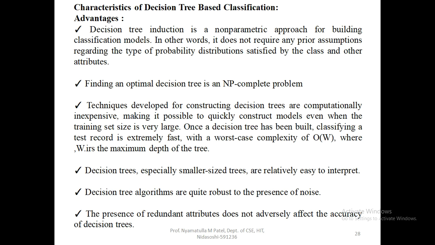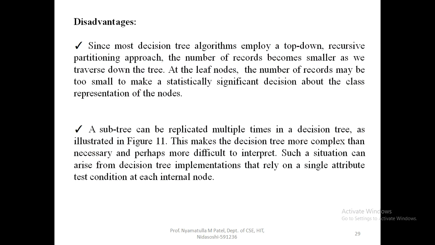Decision tree algorithms are quite robust to the presence of noise. So, the decision tree algorithm has a very strong resistance against the presence of noise. The presence of redundant attributes does not adversely affect the accuracy of a decision tree.